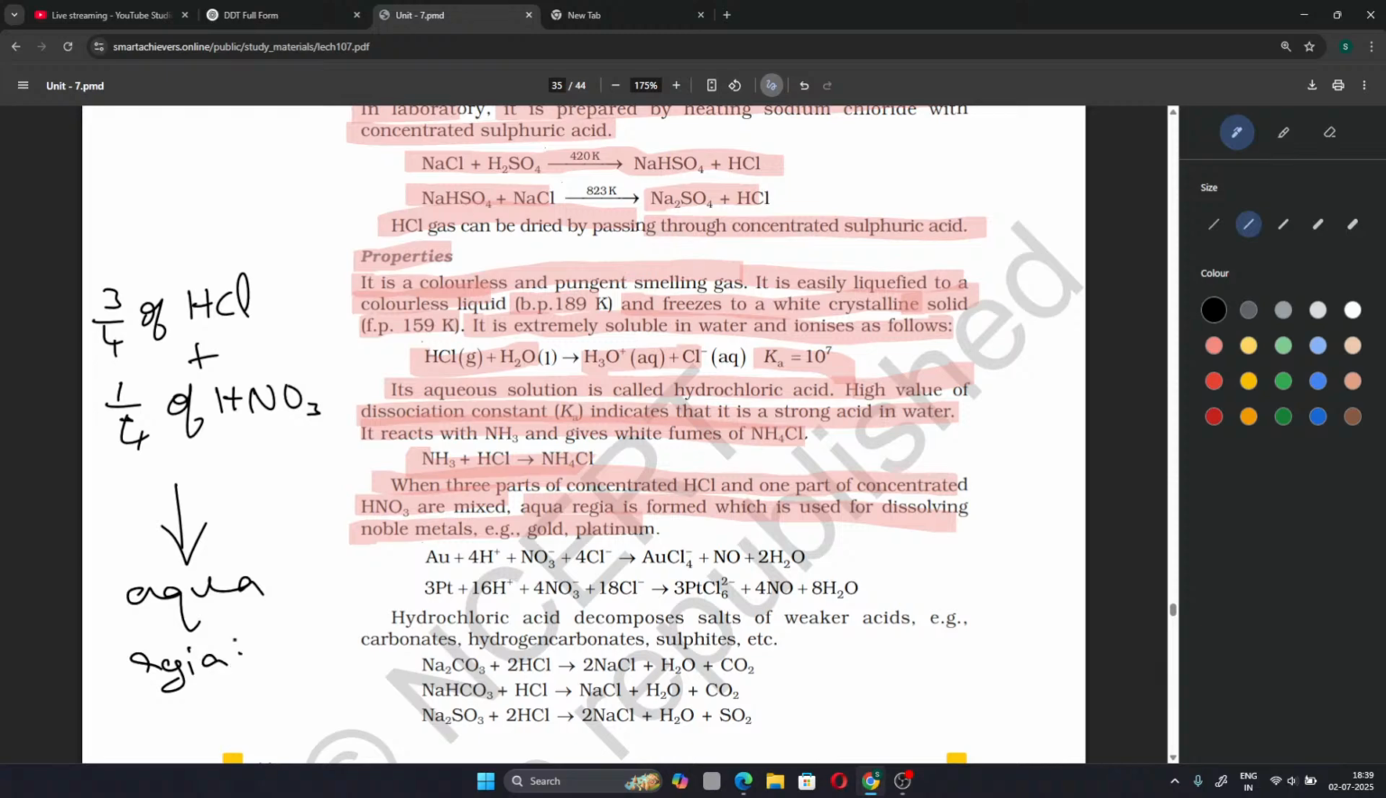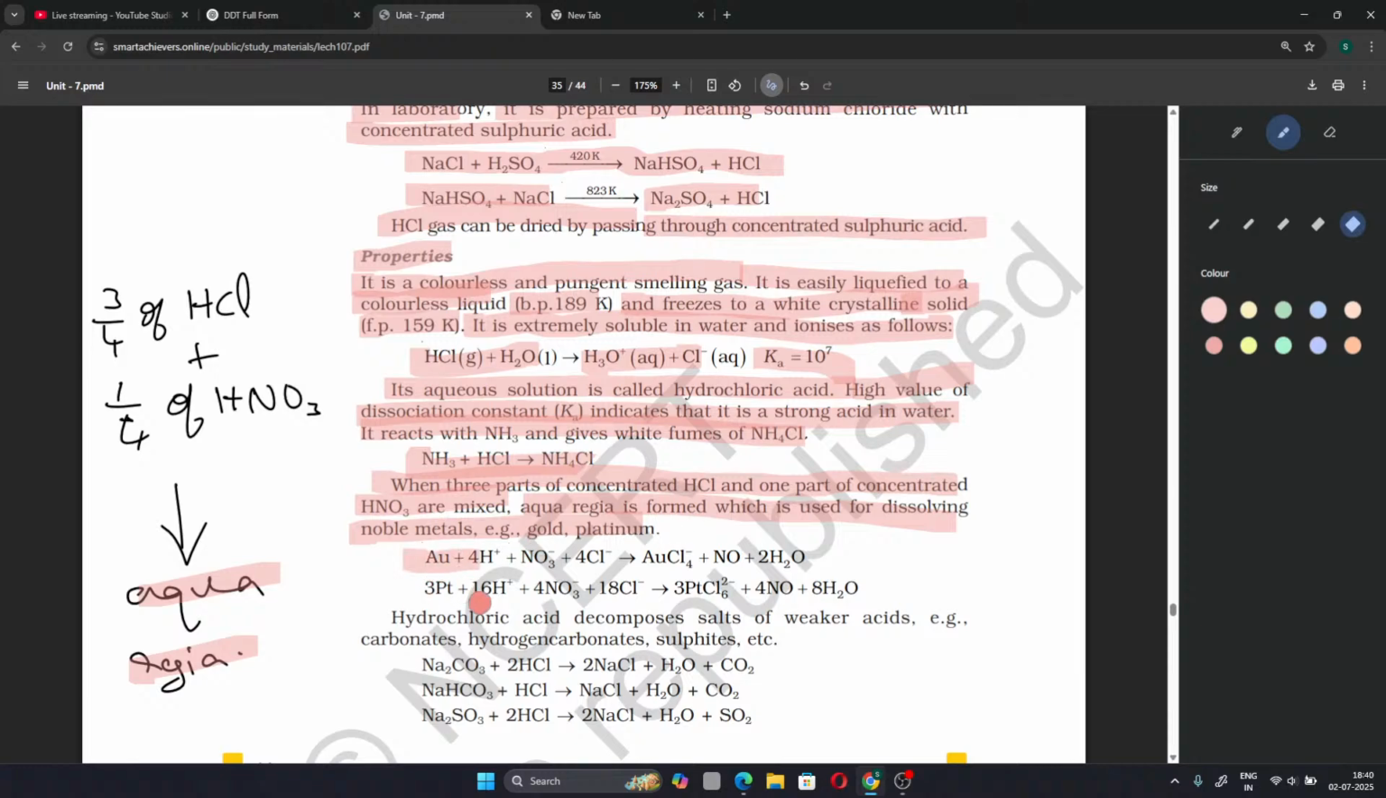3 by 4 of HCl, 1 by 4 of HNO3. This is a stoichiometric ratio, and if this is mixed, we will get aqua regia, dissolving noble metals like gold, platinum, etc. I don't think it is the first time for us hearing the name aqua regia, and it is used for dissolving noble metals, example gold, platinum.